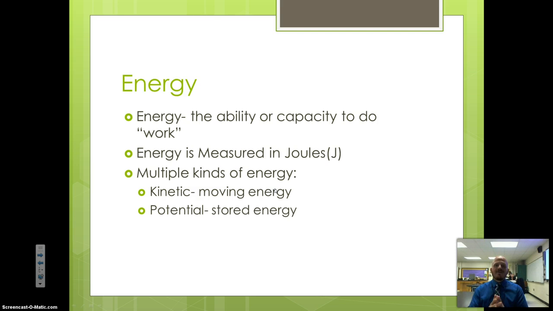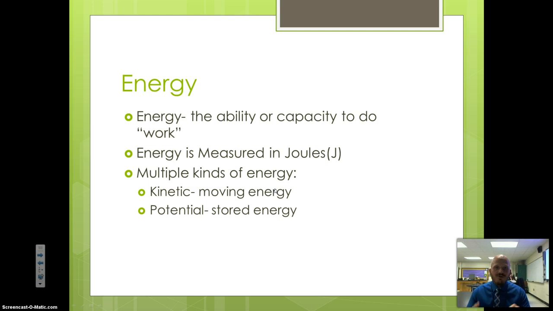Now, energy. It's defined as the ability or capacity to do work. So if an object has energy, it can do work. It's going to do something. Energy is measured in joules. So that's our unit. Joules of energy, abbreviated as a capital J.